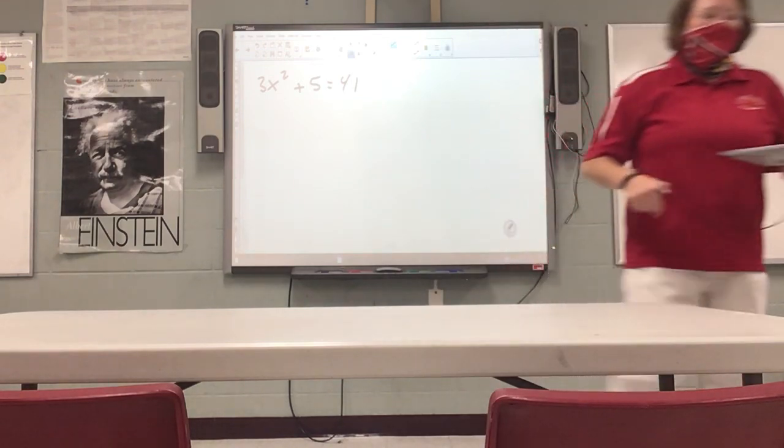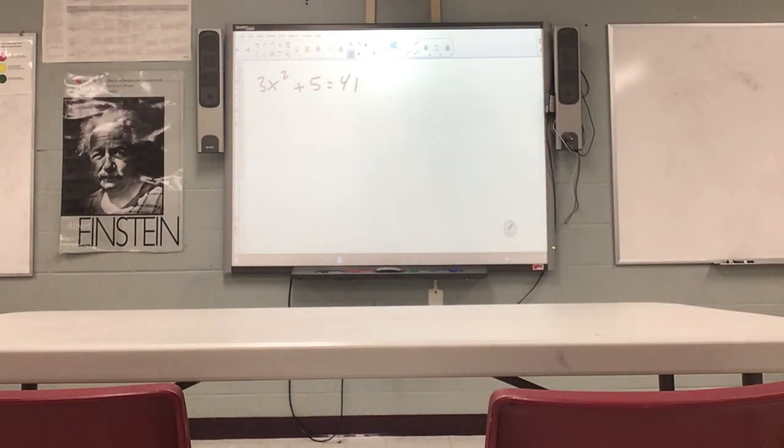Don't write this down. I'm just showing you what we would have done before. 3x squared minus 36 is equal to 0. Okay. So then I would have noticed that I could take a 3 out.